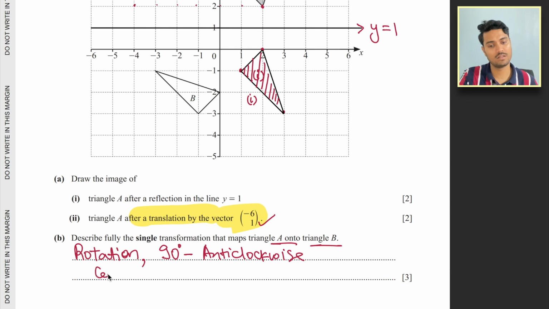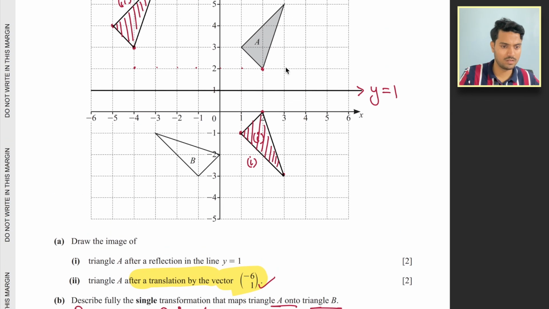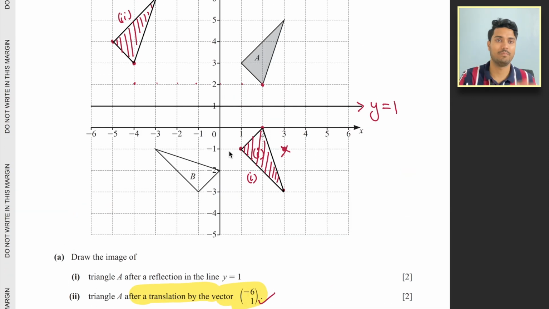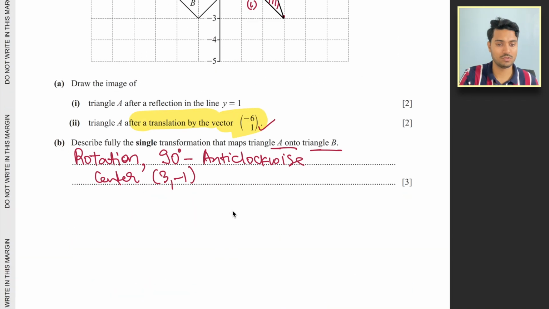at a center of, I guess, 3 comma negative 1. 3 comma negative 1 is your center. You can check it. Center 3 comma negative 1. You just place tracing paper above this diagram, put the pointer here, and rotate it 90 degrees anti-clockwise. You will get this shape right above this one. So this is the case.